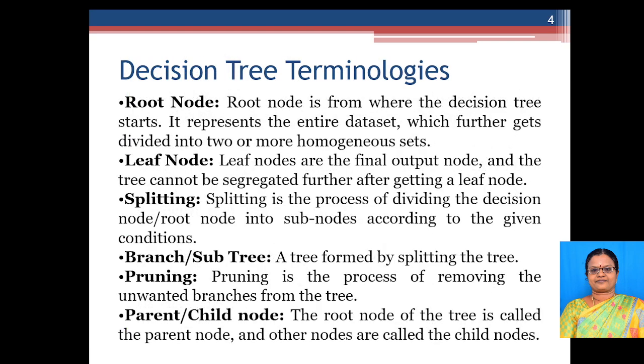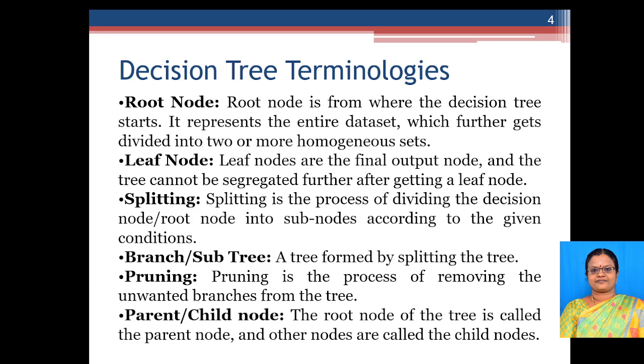So we have some terminologies related to decision trees. One is the root node. As I told you, this is the node where the decision starts. It represents the entire data set, which will be further divided into one or more homogeneous sets. Whereas the leaf nodes are the final output nodes, and the tree cannot be extended or segregated further.